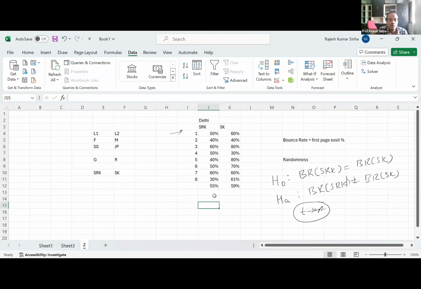You get it in a matrix. Suppose gender data is there, as a percentage of gender: how many females clicked on SRK and how many females clicked on SK, how many kids clicked on SRK, how many elderly clicked on SRK. The meaning is that every time you can get things into percentages.